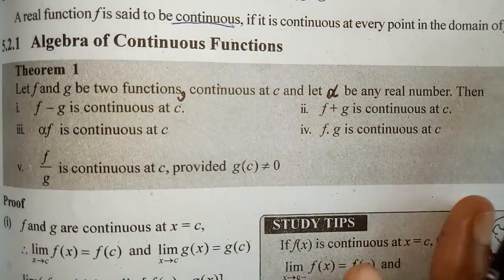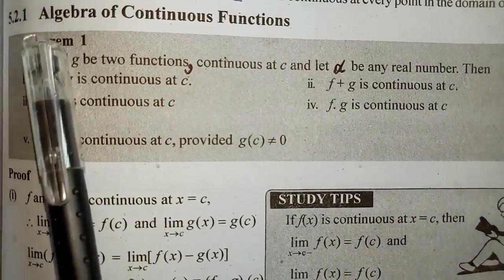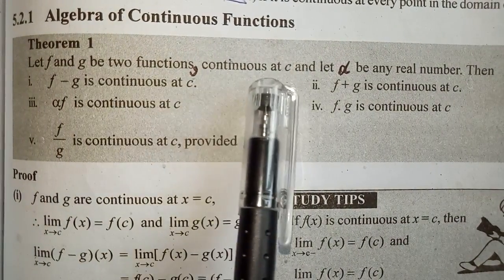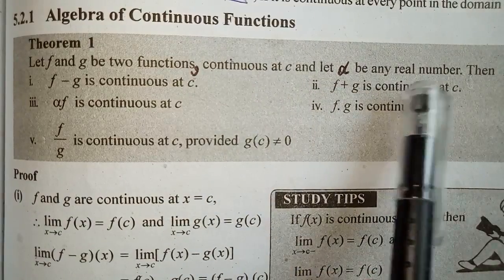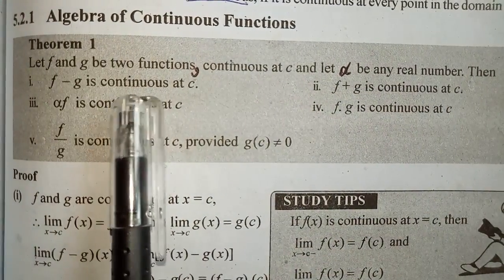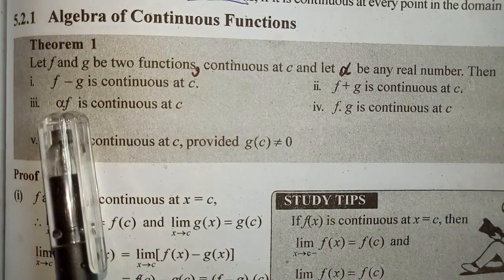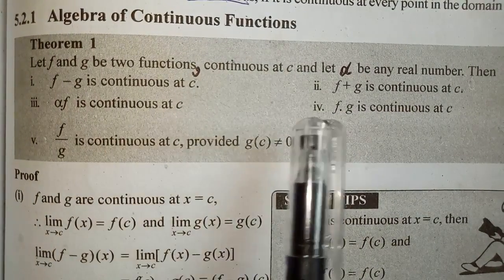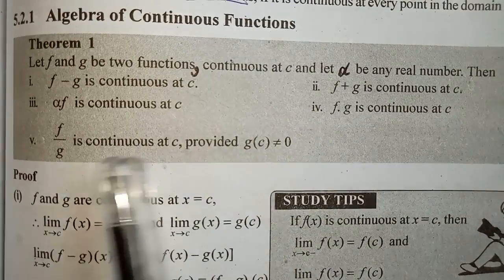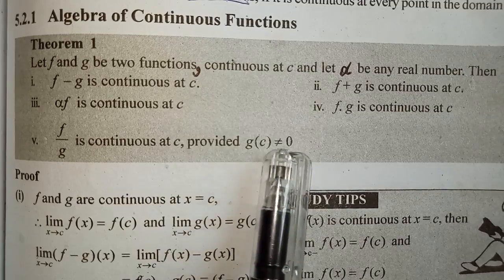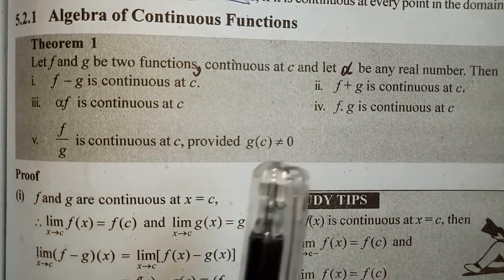Now, there are some important results. Let us quickly go through them. Algebra of continuous functions. Let f and g be two continuous functions at c and alpha be any real number. Then, f minus g is continuous at c, f plus g is continuous at c, alpha f is continuous at c, f into g is continuous at c, f by g is continuous at c, provided g of c is not equal to 0 because it is in the denominator, right?